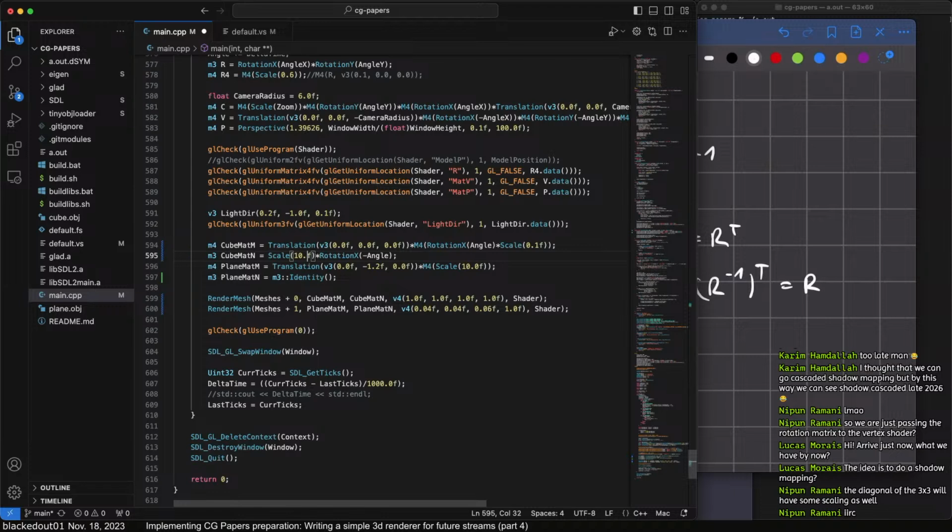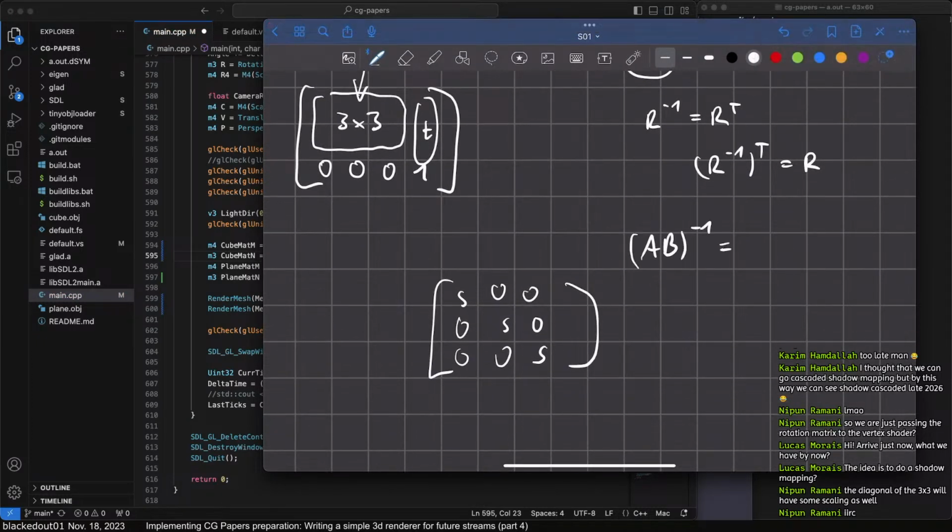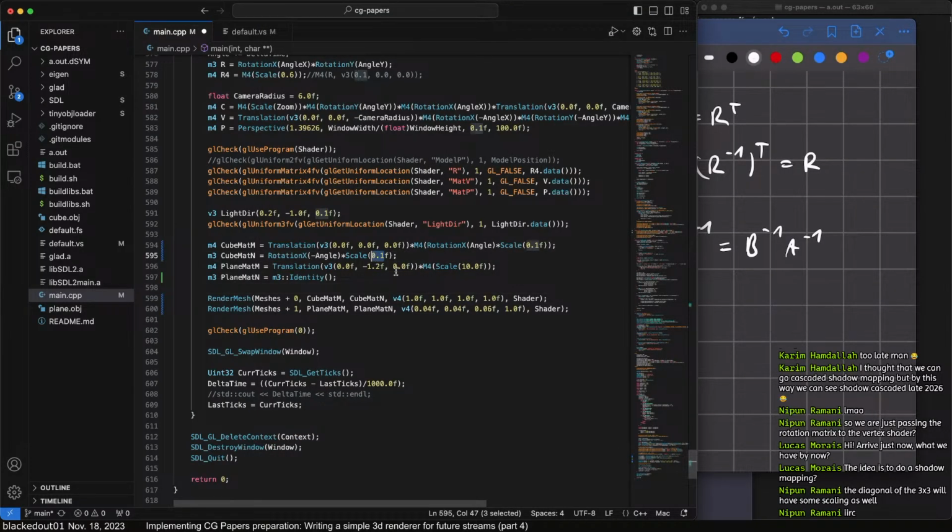And again, first of all, inverting this would mean again we have to reverse the order, because for the inverse, it's also true that we have to reverse the order and invert both terms. So we reverse the order again. Now we would have to inverse the scaling, so the inverse of 0.1 is 10. And inverting the rotation matrix again is just removing the minus. So that's how you would do that.